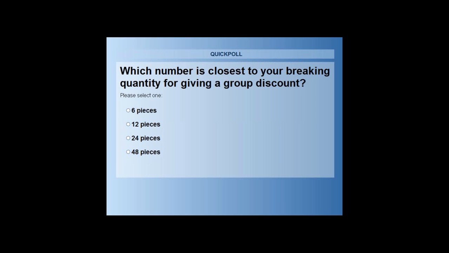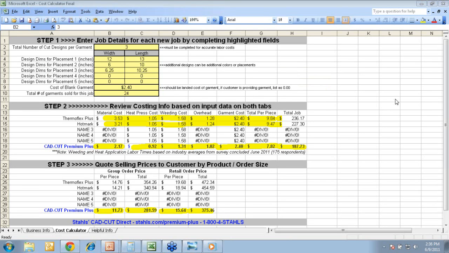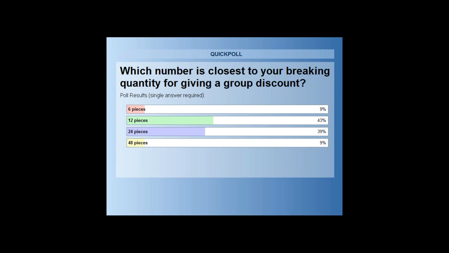63% in, 66% in, so that's pretty good numbers. Let's close it. And I'll share those, and you may want to jot these down, or you can watch the recording later. But you can see that most people are giving a breaking point and qualifying it as a group order somewhere around 12 or 24 pieces.